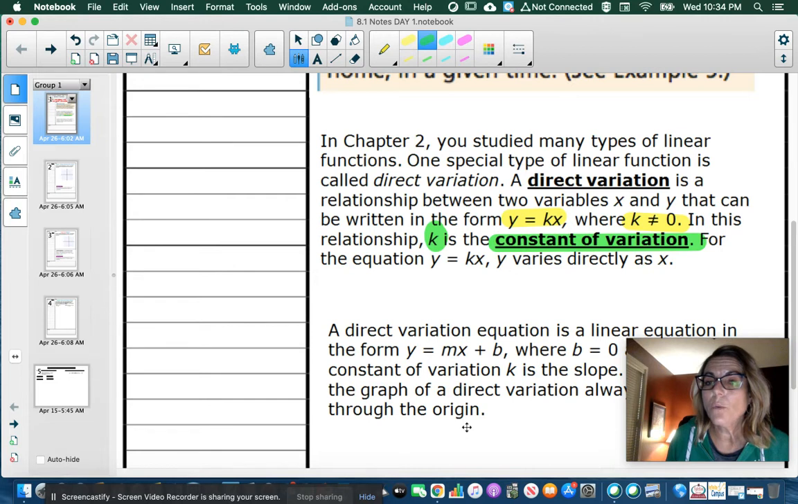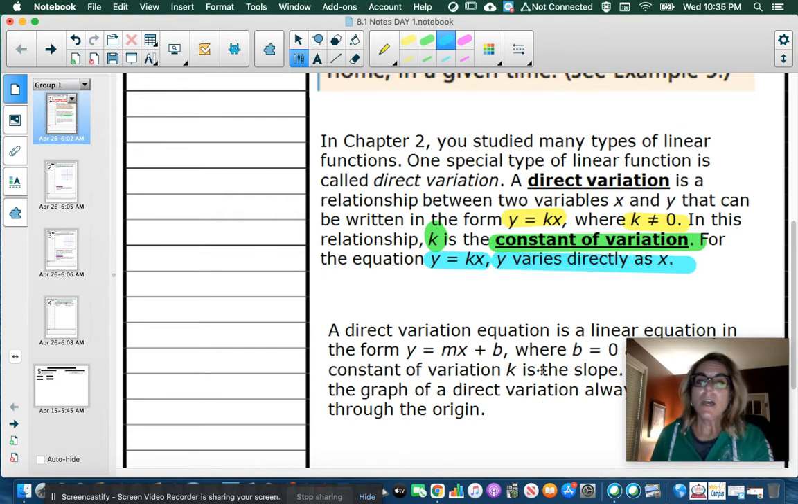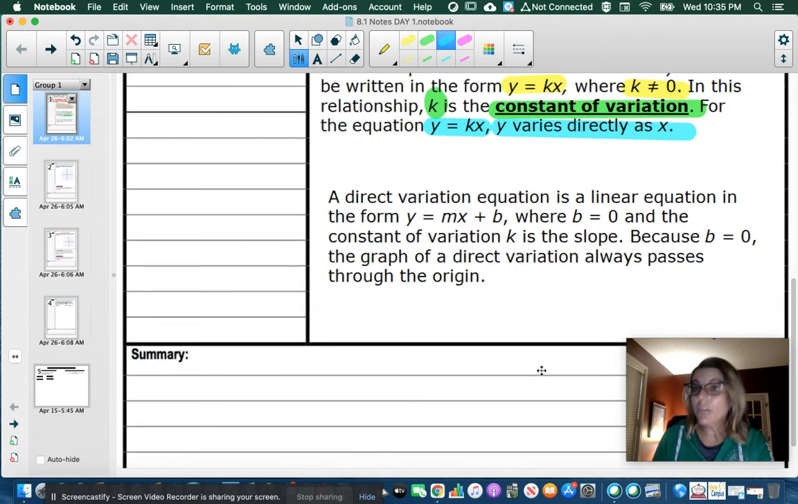For the equation y equals kx, the wording is y varies directly as x. A direct variation equation is a linear equation, basically in the form y equals mx plus b, but in this case, b is going to be 0. The y-intercept is 0, and the constant of variation, k, is going to be our slope. Because b equals 0, the graph of a direct variation always passes through the origin, because we always start at 0, 0.